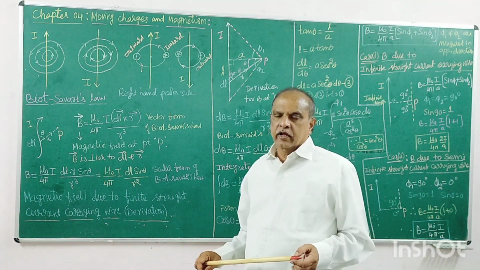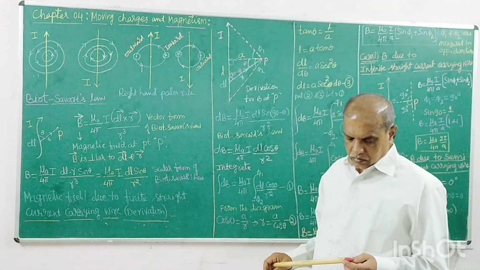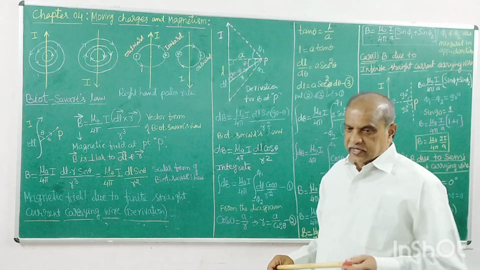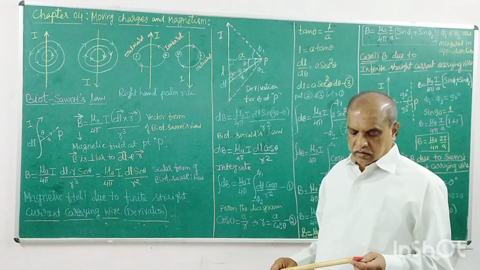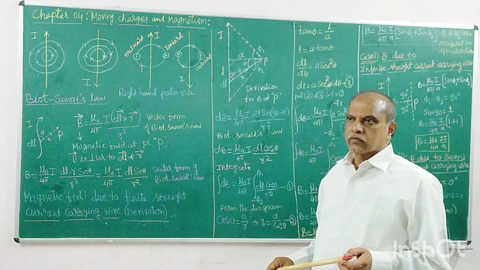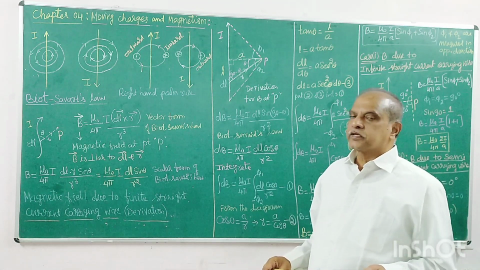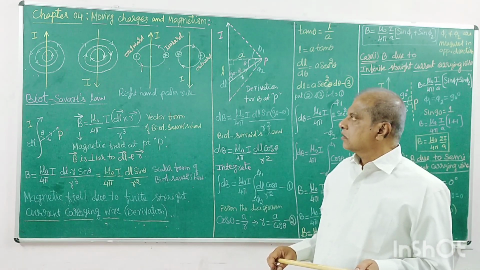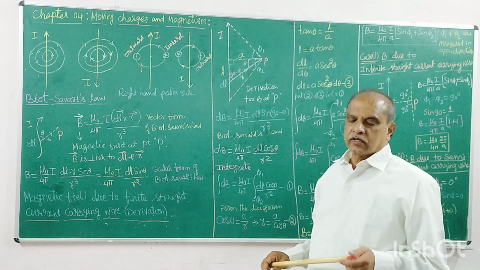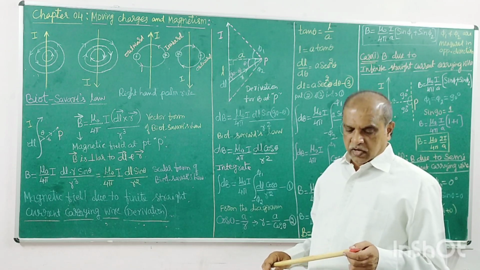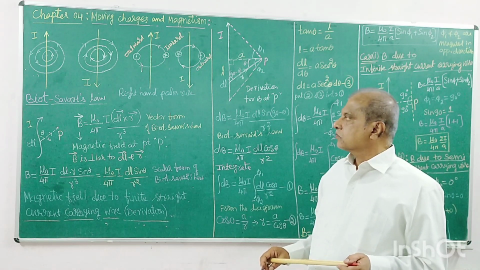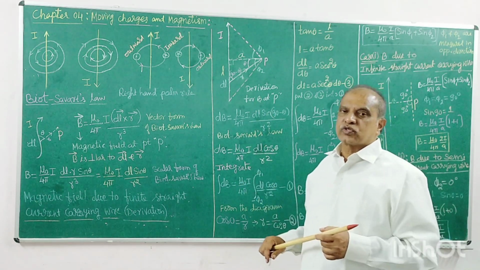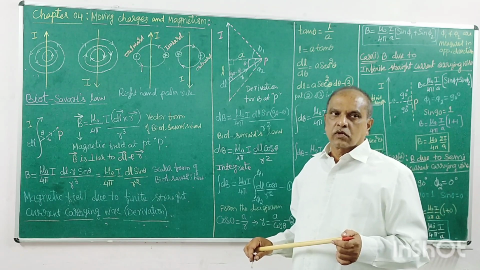There is a current carrying conductor. As we know, if there is a current carrying conductor, it produces magnetic field around it. We need to understand how that magnetic field is distributed. What is the pattern of magnetic lines of force around the conductor?